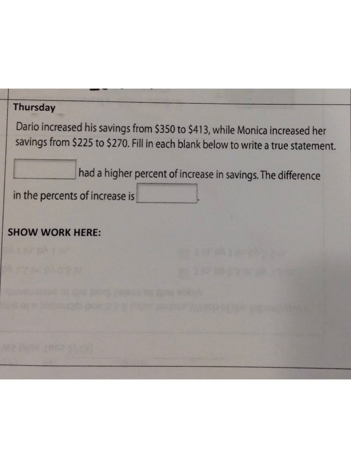Thursday, Dario increased his savings from $350 to $413, while Monica increased her savings from $225 to $270. Fill in each blank below to write a true statement. So this is a percent of change problem. What I would do is find the percent of change for each person, and then you're going to fill in the correct first box with Monica or Dario, and then you're going to say what the difference in the percent of increases are. So choose the option that has the correct person's name and the correct percent of increase.